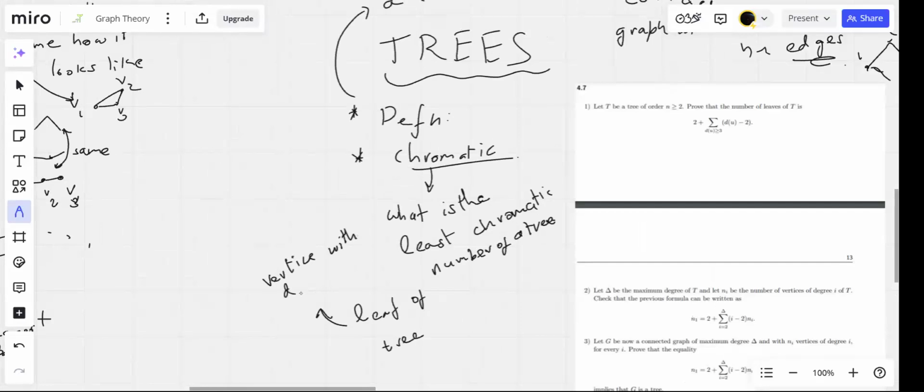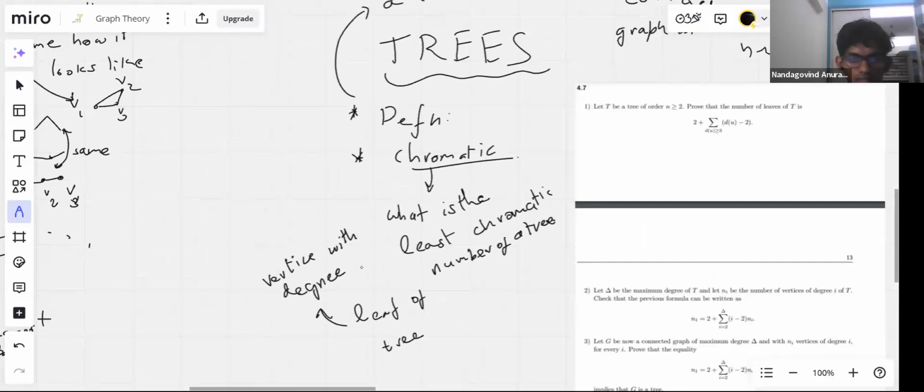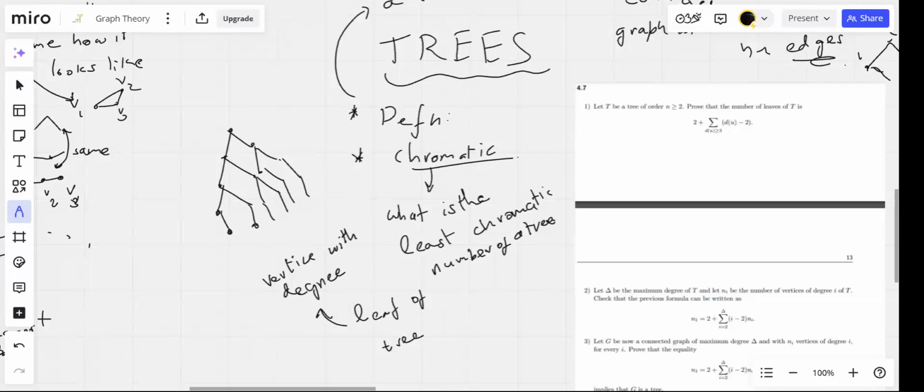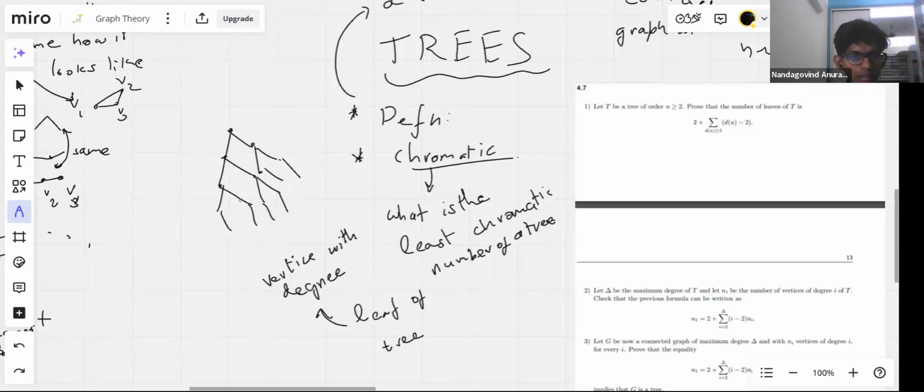Is the answer to what is the least chromatic number of trees n minus 2? No, it's not n minus two. For example, let's get a nice tree here. I can color this with just two colors. Oh wait, you said n minus two. Oops. Yeah, this tree itself I can color with two colors. I just colored this red. These two are blue, and all of these guys are red.